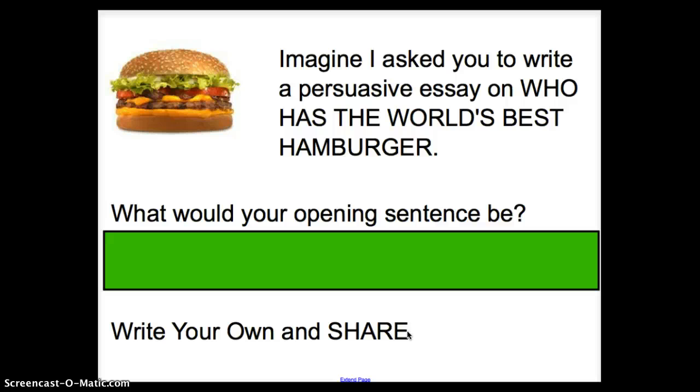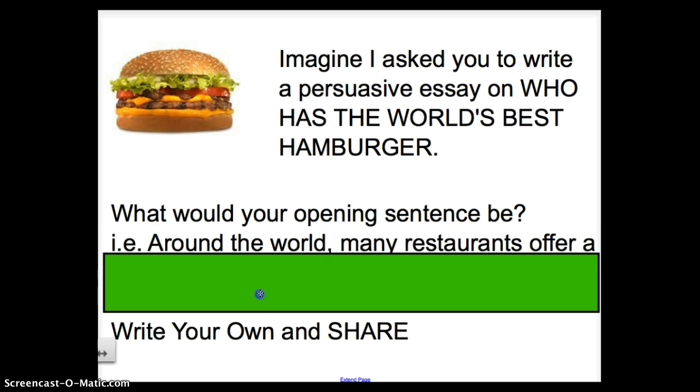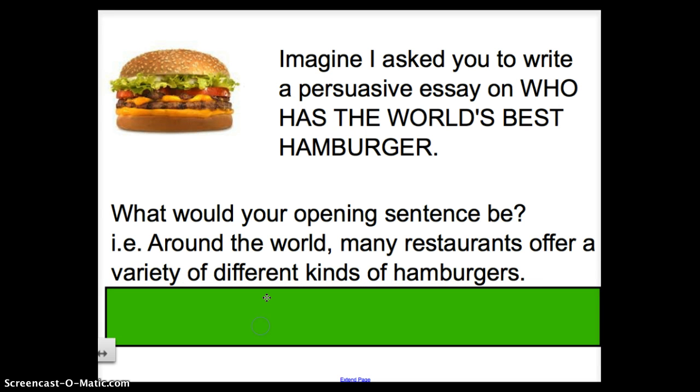So let's take a look and compare yours to what an opening sentence could be. Here's one sample that you could use that just touches on our idea, introduces our topic without giving an argument. Around the world, many restaurants offer a variety of different kinds of hamburgers. It gets our interest, lets us know what we're talking about, and is long enough that it's also not just a very boring sentence.